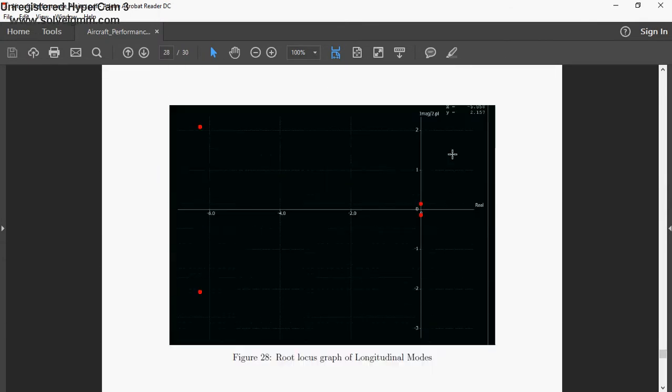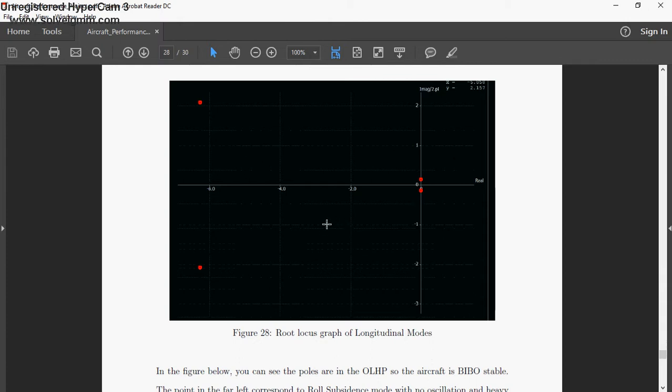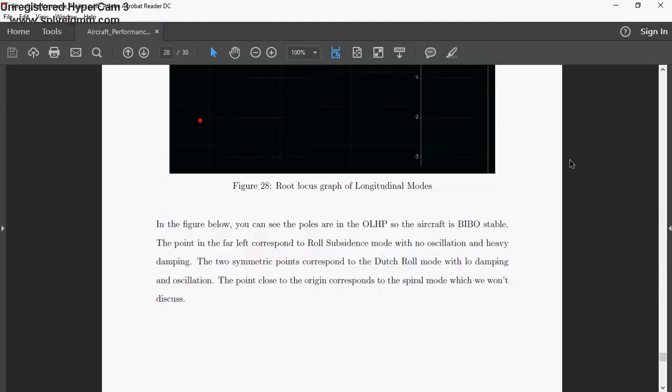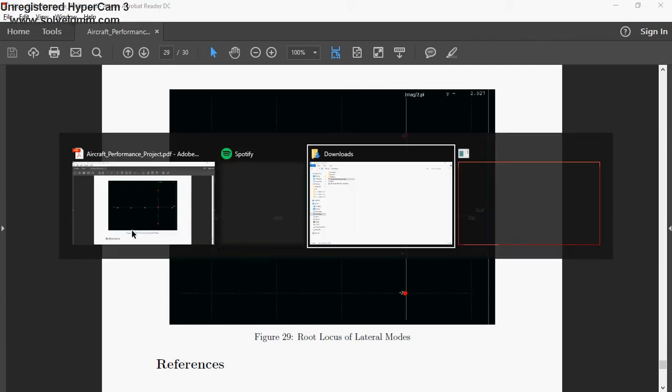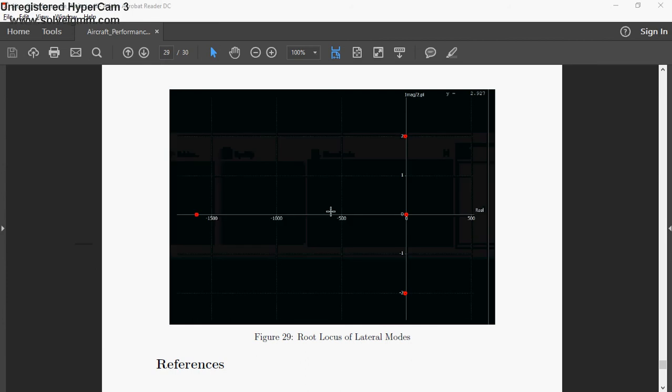Another way to judge the stability of the aircraft is looking at the Routh-Hurwitz graph of the longitudinal modes and the lateral modes, and these are two graphs. The poles in these graphs are the eigenvalues of each mode, and they are all in the open left-hand plane, which shows that our systems are BIBO stable, and it also signifies what to expect physically from these modes. So, in summary, our aircraft is statically and dynamically stable.